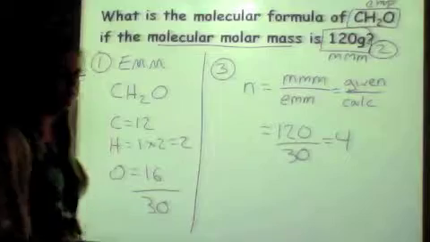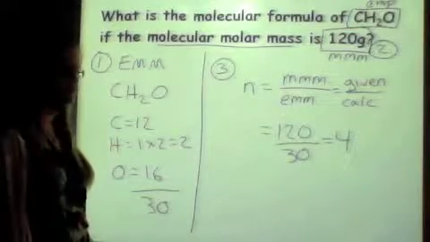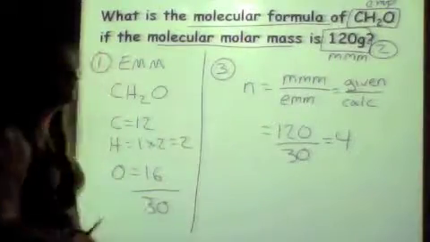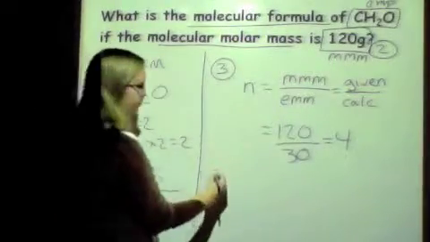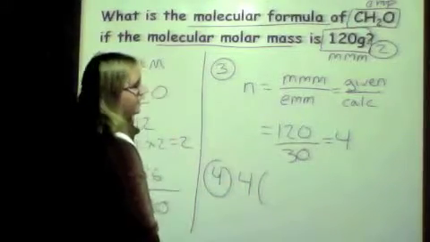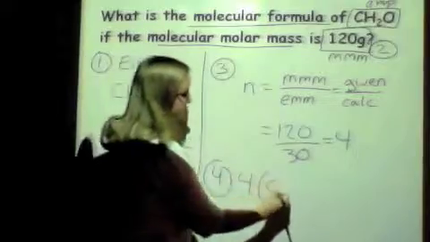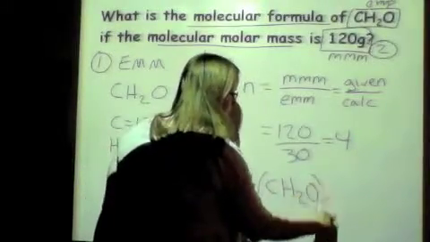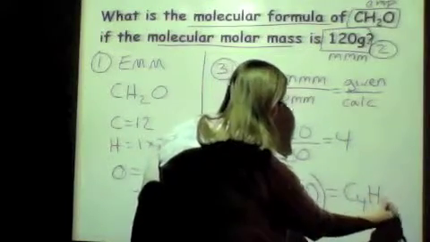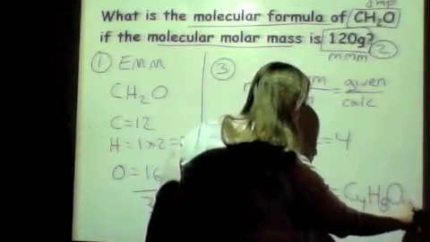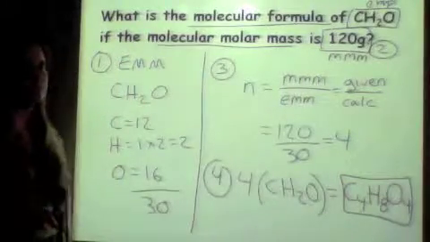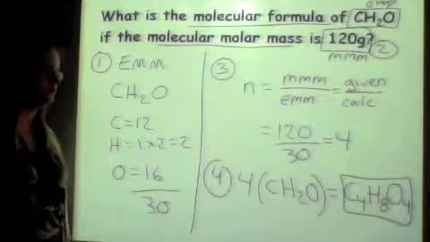Now, one of the most common mistakes is to take that 4 and put that as an answer. But I am asking for a molecular formula, a chemical formula. So step 4 is to take that 4 and multiply the subscripts of your empirical. So our empirical is CH2O. So you get C4H8O4. Final answer.